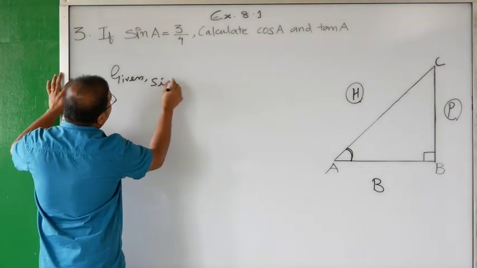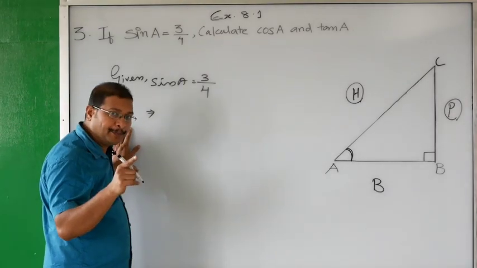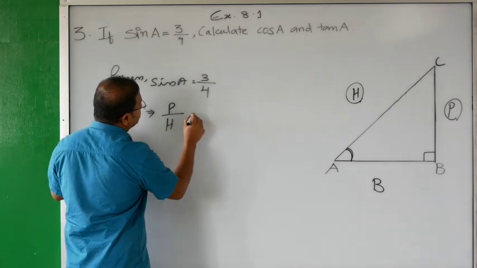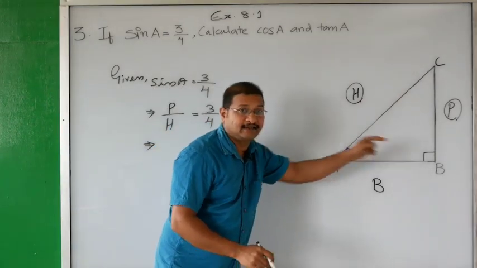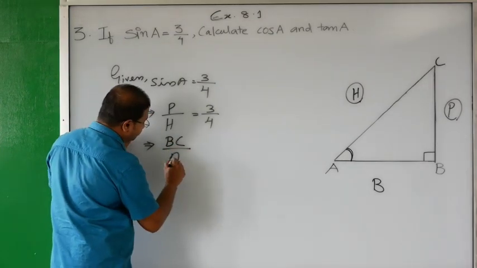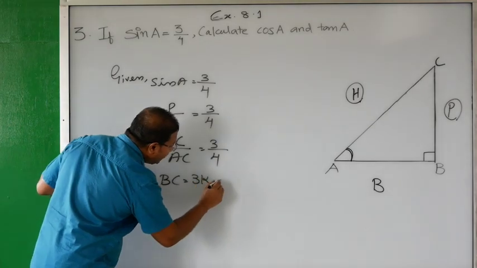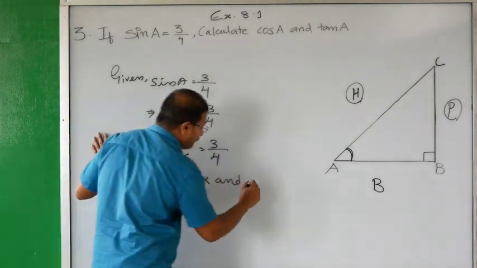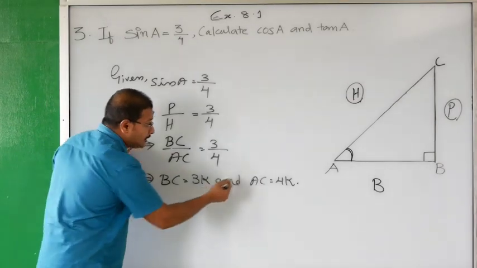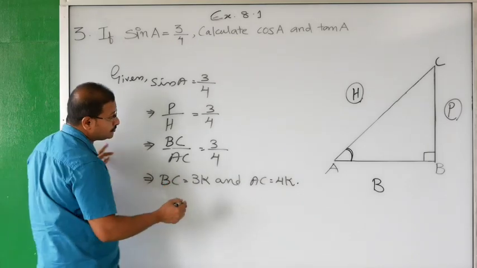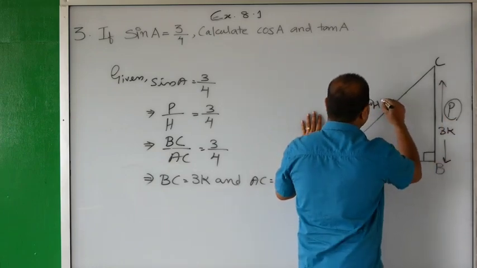Now, see what is given here. Given sine A equals 3 by 4. We know the value of sine. What is sine? Sine is perpendicular by hypotenuse equals 3 by 4. This implies the value of perpendicular according to angle A, what is that? BC. So BC by hypotenuse AC equals 3 by 4. This implies, we'll take now, BC equals 3K and AC equals 4K. Okay, now what you'll do? Why we took K? K is a constant, positive constant. Ready? Now, so BC, will be writing BC as 3K and AC as 4K.